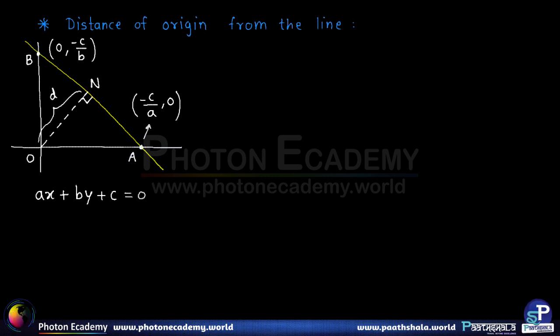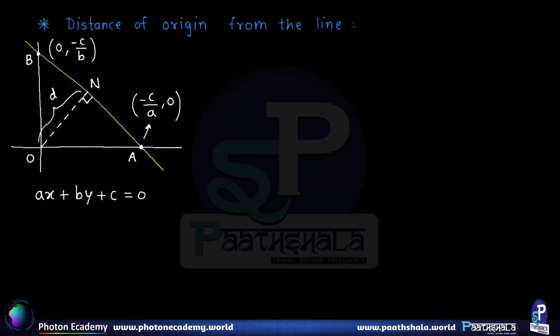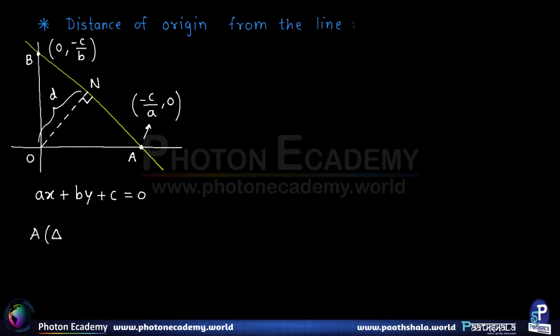Now to find out the distance from the origin, we use one important idea, that the triangle OAB, as we can see in the figure, can have its area calculated in two different ways. That is, first of all, we can write area of the triangle AOB as equal to half into OA into OB, right?